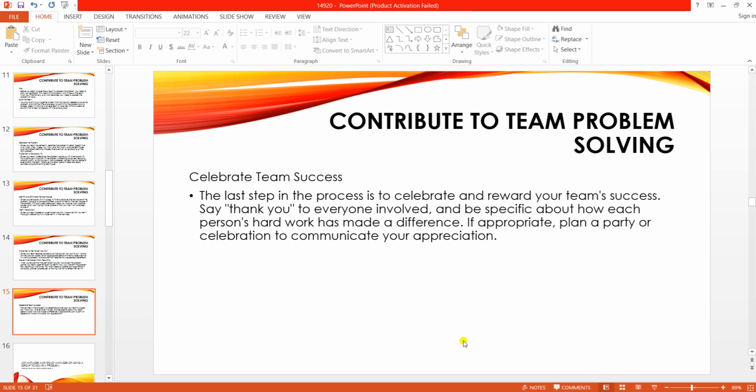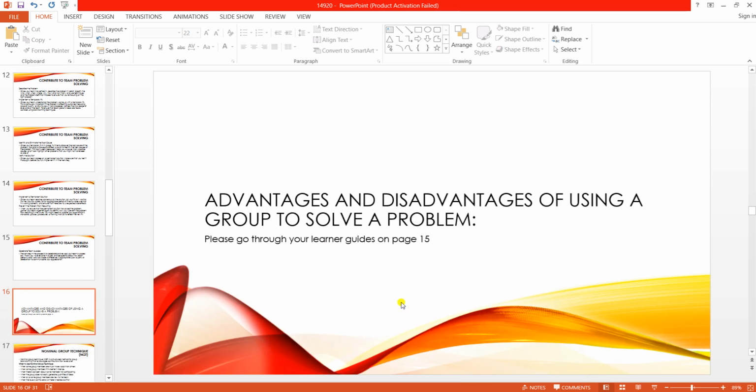It assists in terms of solving problems. So that is important in terms of celebrating the team successes. So I would like you guys to go through your learner guide on page 15. It talks about the advantages and the disadvantages of using a group to solve a problem. Please go through those advantages and disadvantages on page 15 in your learner guide.